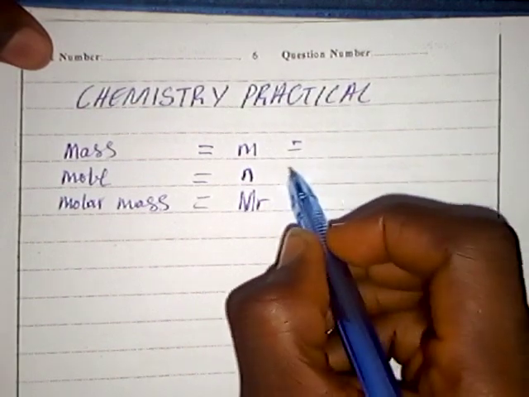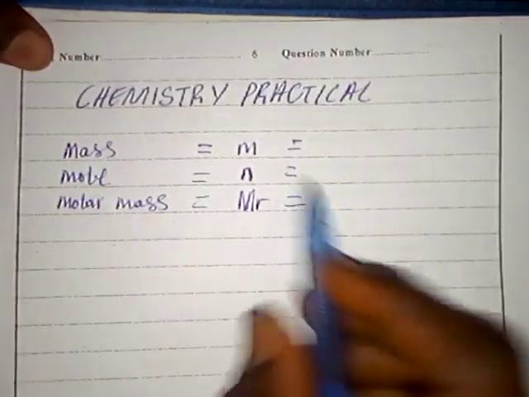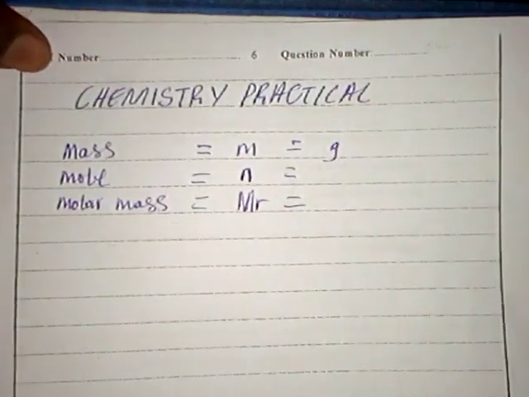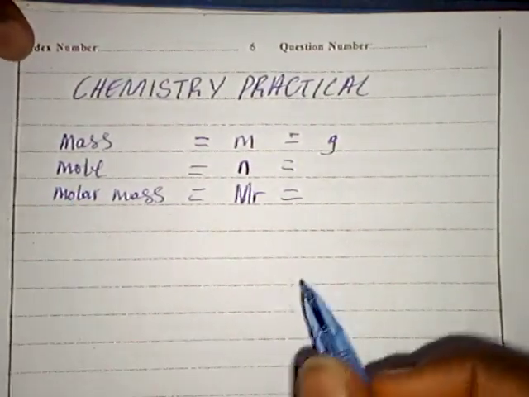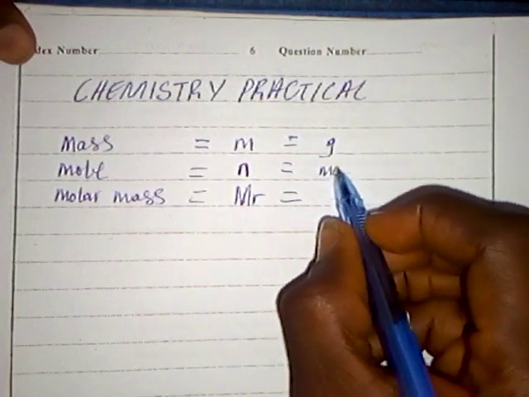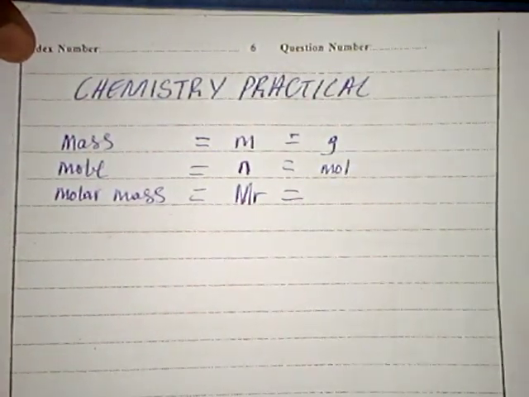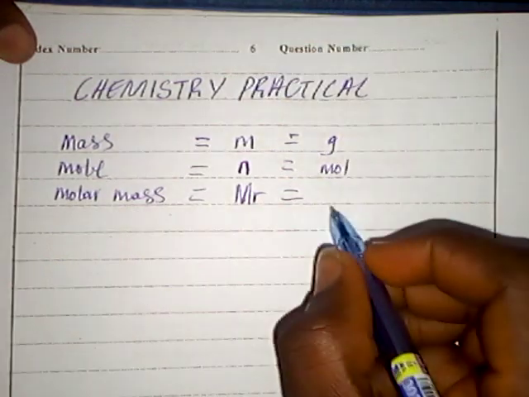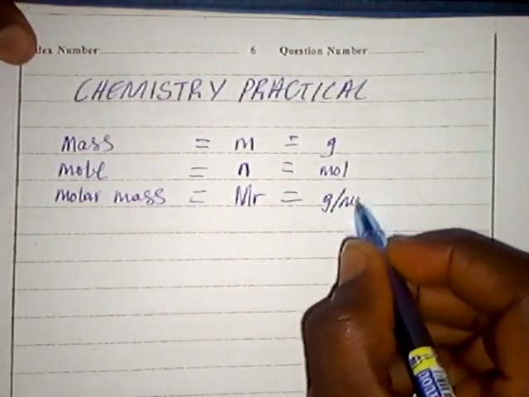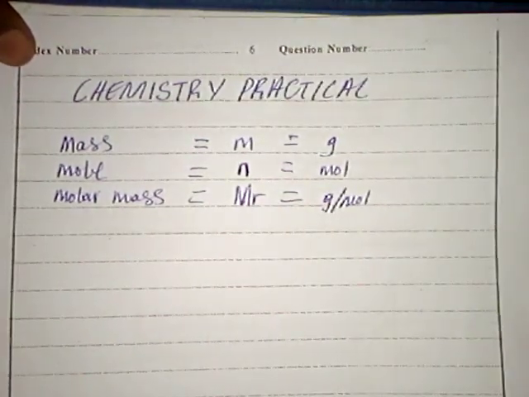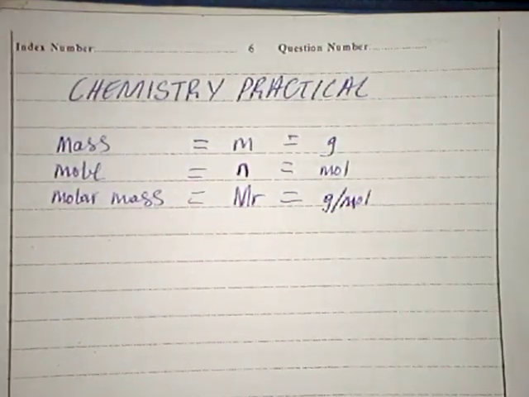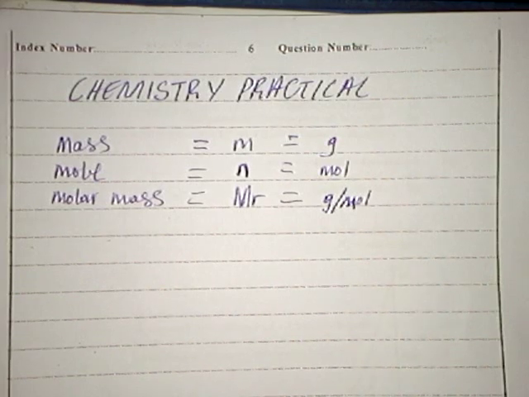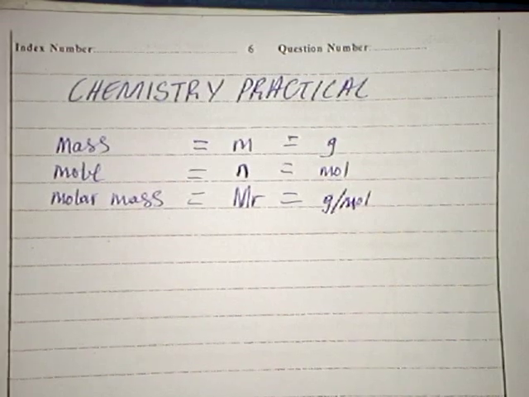And also their units. The unit for mass is gram. You see, in chemistry practical, right? Good. The unit for mole is MOL. And the unit for molar mass is gram per mol. Gram per mole. You get it? So these are the symbols and their units, which you must understand about these 3 basic terms. Please take note of these terms.